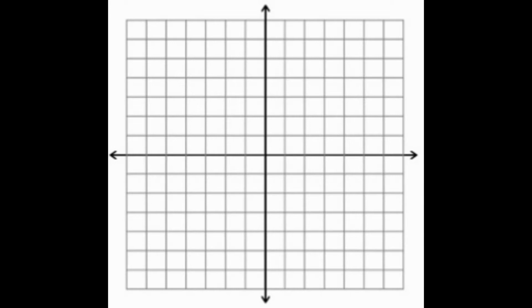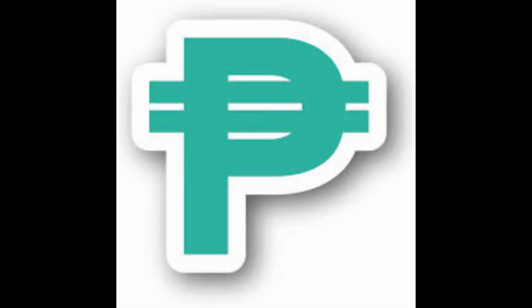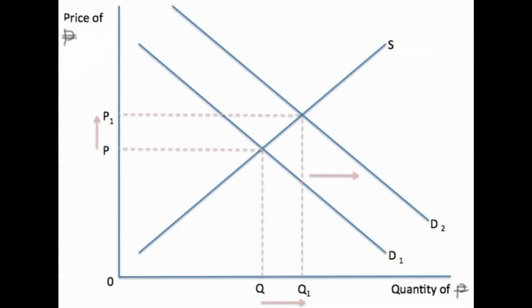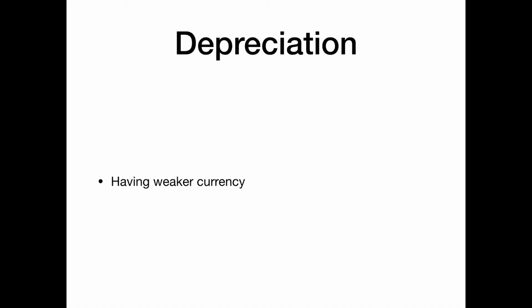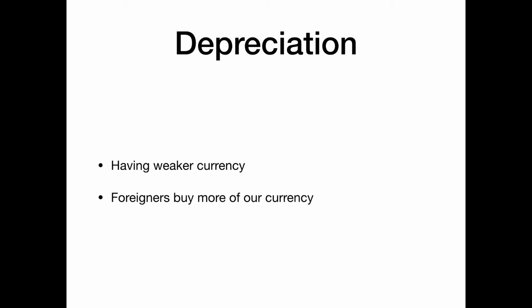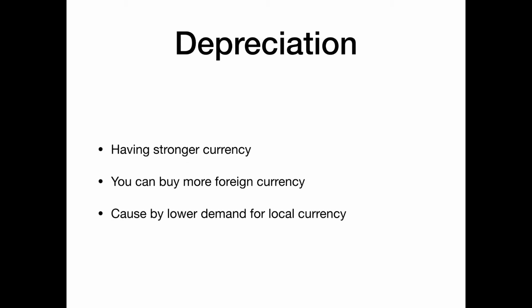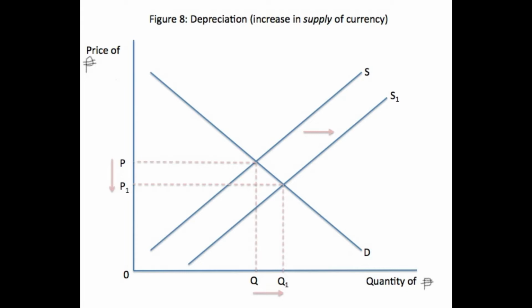Now, we move to how this will look on a graph. We will be using the Philippine peso as an example. In the appreciation graph, as you can see, the demand line shifts to the right. Depreciation means having a weaker currency and enables foreigners to buy more of our currency. It is caused by lower demand for our local currency. In the depreciation graph, we can see that the supply line shifts to the right.